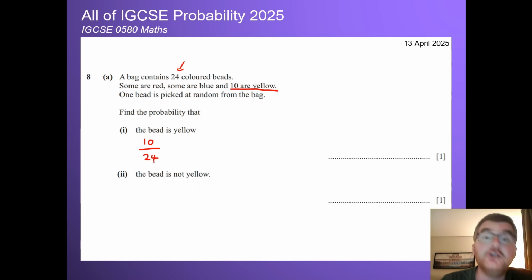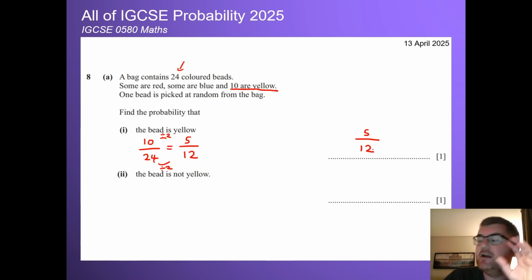Now, generally, you should look to simplify your fractions. This is definitely a non-calculator idea here. Notice we can divide top and bottom by 2. 10 divided by 2 is equal to 5, and 24 divided by 2 is 12. Generally, and we'll look at mark schemes at the end, they're quite reasonable and use this OE, or equivalent, to give you the mark.